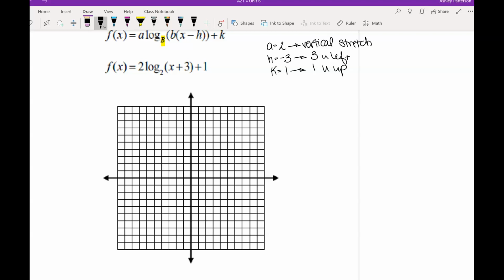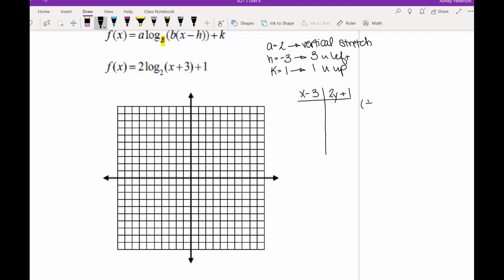Using the transformation table that we've been using all year, yes, ladies and gentlemen, the blueprint doesn't change. So we're going to have x minus 3, reciprocal of b, plus or minus k or h, and then a, so 2y plus 1. A times y plus or minus k.